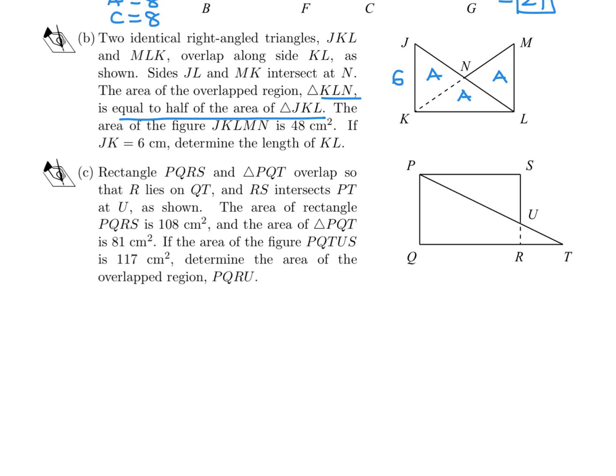Yeah, KLN is half. Well, let's just write it out. KLN is, I've labeled it as A, and it's half of JKL, and JKL is 2A. So that's why I labeled it like that, just in case you're wondering. Okay, so then they tell me that the whole thing, JKLMN, the whole thing is 48. So that means 3A is 48. So that means A is 16.